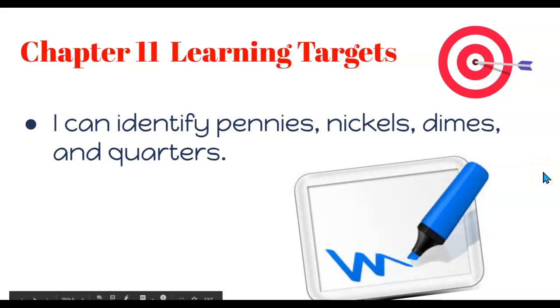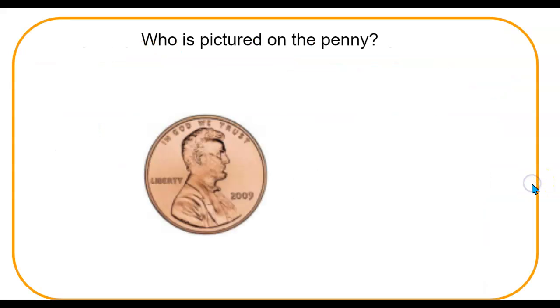Today's learning target for Chapter 11 is I can identify pennies, nickels, dimes, and quarters. The only materials you'll need for this video is your whiteboard and marker. Or if you don't have that, you can use paper and pencil.